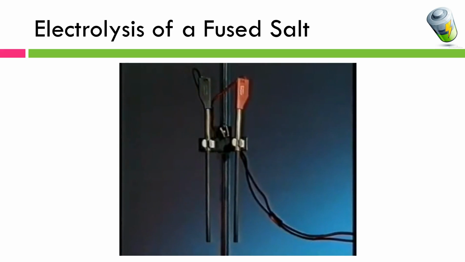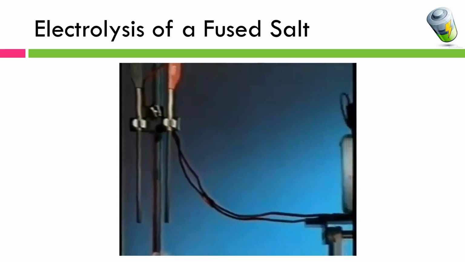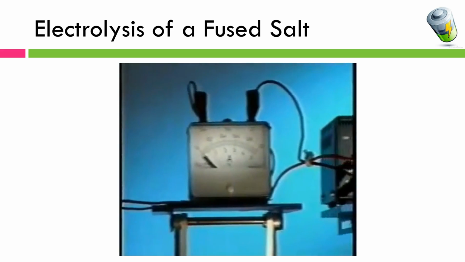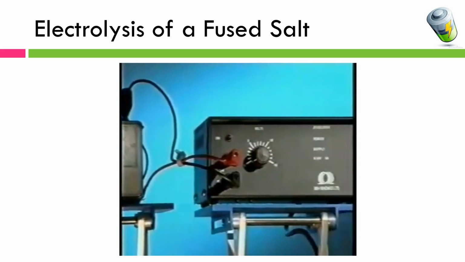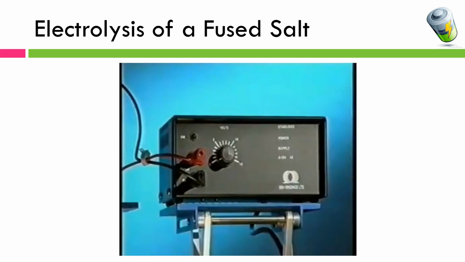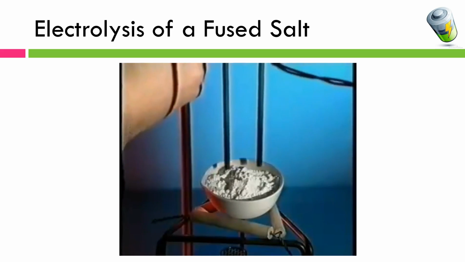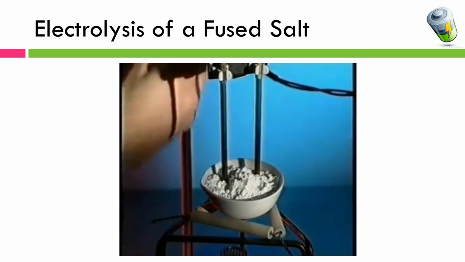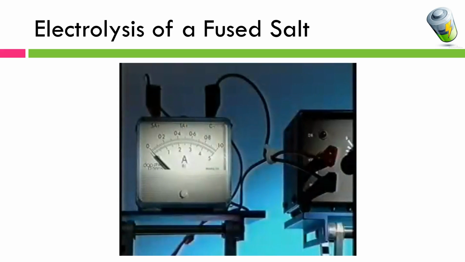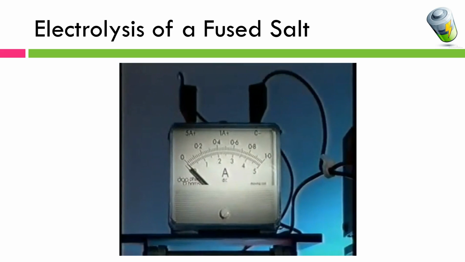A circuit is set up using two carbon electrodes, an ammeter, and a power supply. The white powder is lead bromide. Switch on the power supply, and nothing happens. The ammeter reads 0.